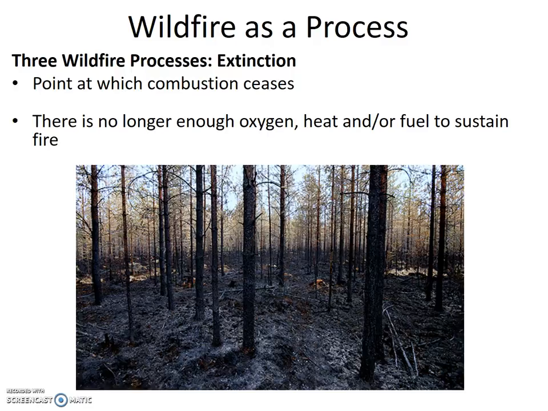Continuing 13.2, Wildfire as a Process. We just discussed the first two phases of a wildfire, pre-ignition and combustion. The third wildfire process is extinction. This is the point at which combustion ceases because there is no longer enough oxygen, heat, and/or fuel to sustain fire. The image is of an extinct wildfire.